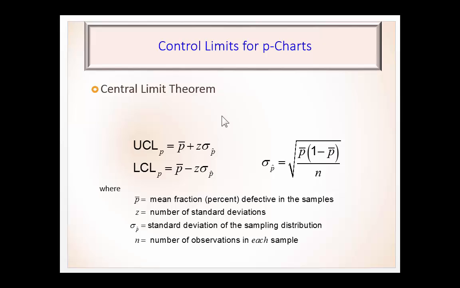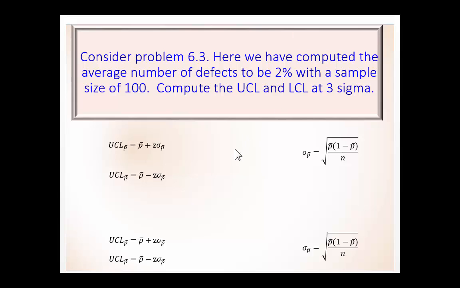So let's go ahead with this as sort of a background and try a problem. Here we have an example of a proportion problem where we're going to compute the upper and lower control limits of P bar based on this information here. This is example 6.3. Here we have computed the average number of defects to be 2%. So that means that P bar is equal to 2%. And we have a sample size of 100, so we know now that n is equal to 100, and we want to compute the upper and lower control limits set at 3 sigma. So first thing, let's put down the information that's relevant.